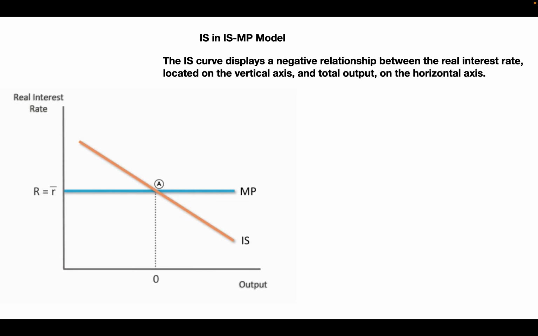As we can see from the graph, the horizontal line, which is the blue line, is the MP curve, which means monetary policy. The IS curve, which is the orange line, represents goods market equilibrium, and we will be focusing on this one today.